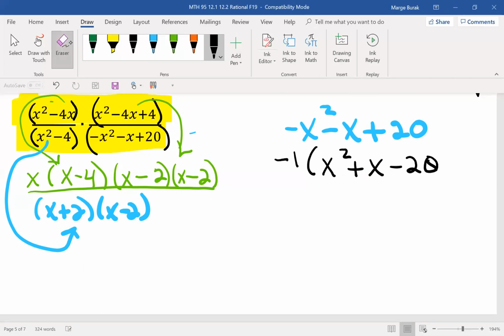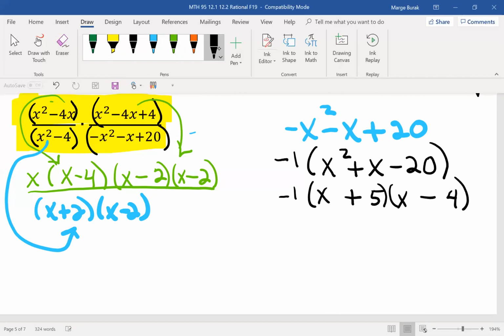Okay, now that I have my nice neat 20, now that I have the -1 out, I can break this down. 5 times 4 is 20. One of those is negative. It's going to be on the 4 because I have a positive x. See why we spend so much time factoring? This is why, guys. Okay, so this guy is going to become -1 times x plus 5 times x minus 4. And that is here. Wow, this is a doozy.